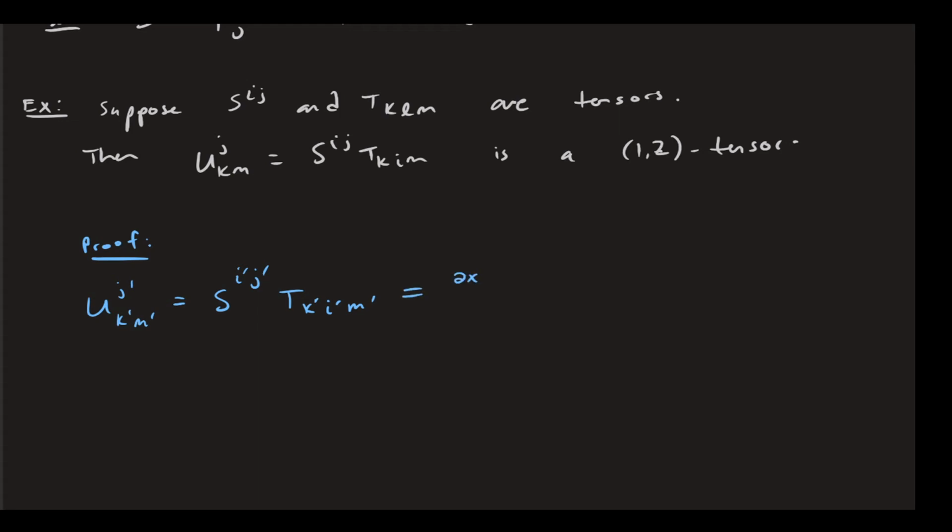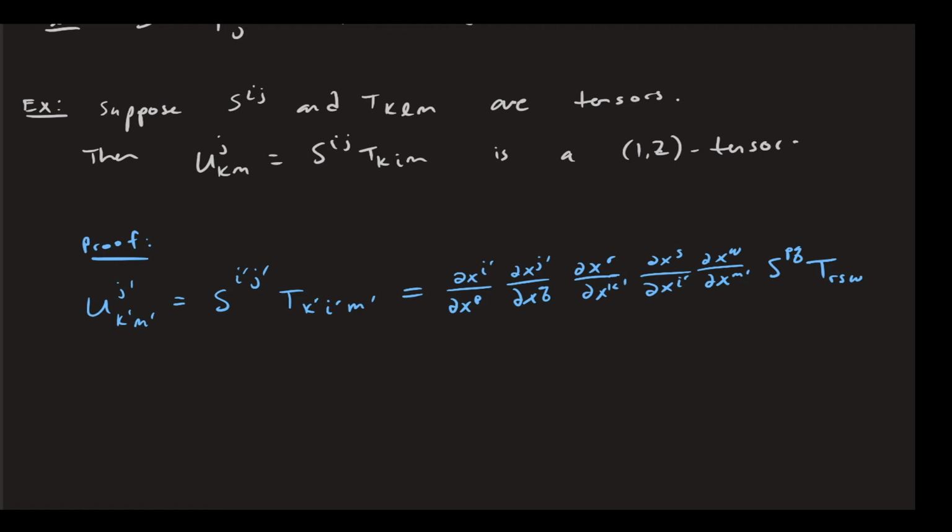So that's going to be ∂xi/∂xi', ∂xp/∂xj', ∂xq/∂xr, ∂xk'/∂xs, ∂xi'/∂xw, ∂xm'... S, let's see, I'm going to have a PQ up on S, and then a capital T, and then RSW down. And now what can I do?